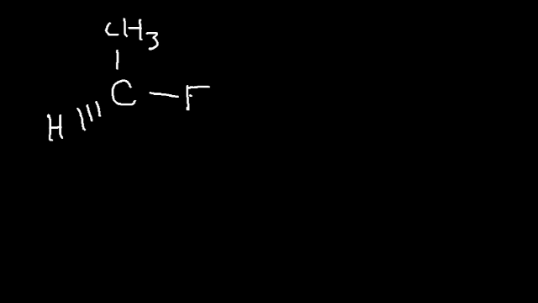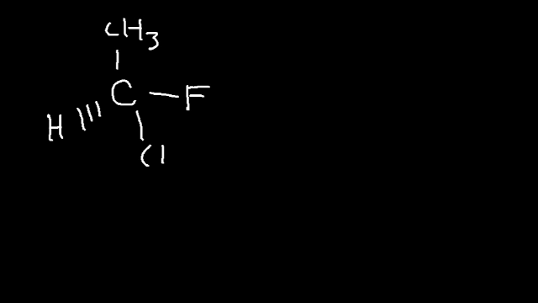So now you need to know how to assign the configuration for a chiral carbon. So you need to determine if it's R or if it's S. So let's say if we have this compound. So we have the hydrogen on the dash, and this carbon has 4 different groups. So it's a chiral carbon. What is the configuration of the carbon? Is it R or is it S?